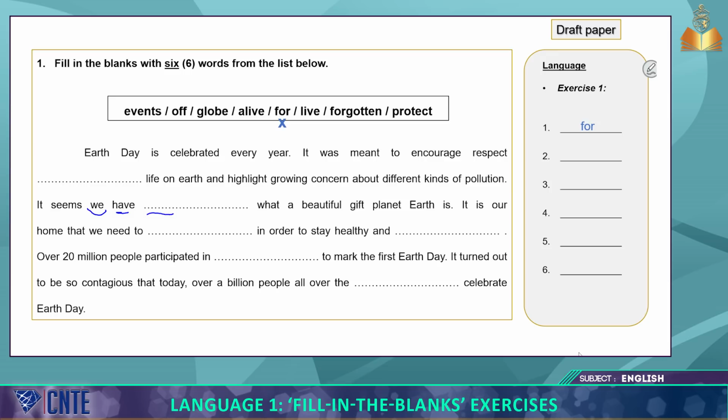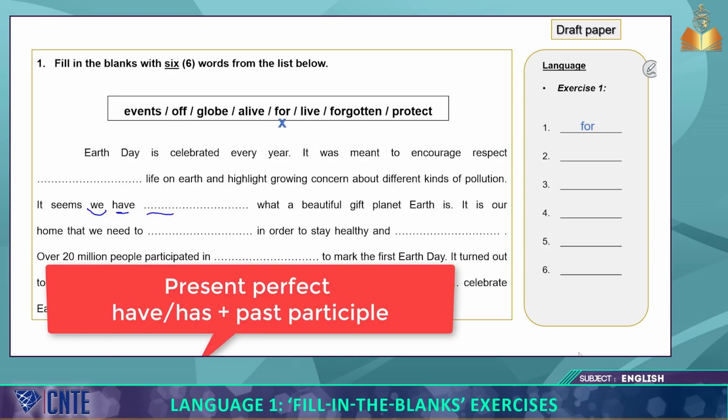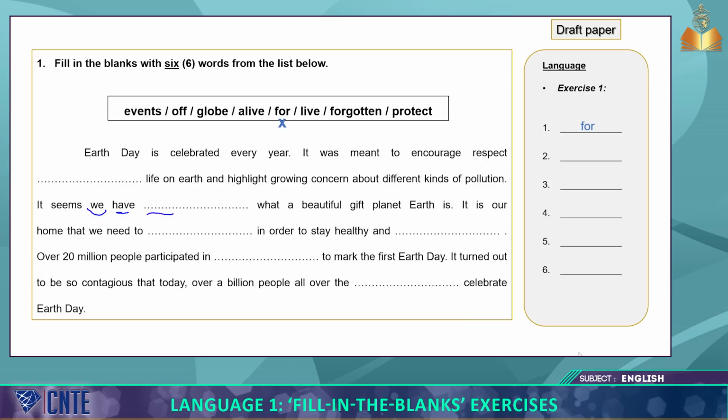Remember that one of the tenses that we have studied this year is the present perfect, which is made up of have or has plus past participle. In the list, there is the past participle of the verb to forget. If we read the sentence using this word, we'll find that it is both meaningful and grammatically correct. It seems we have forgotten what a beautiful gift planet Earth is. It means that the action started in the past and continues in the present. Have forgotten.